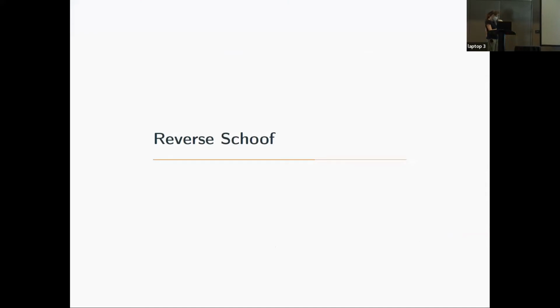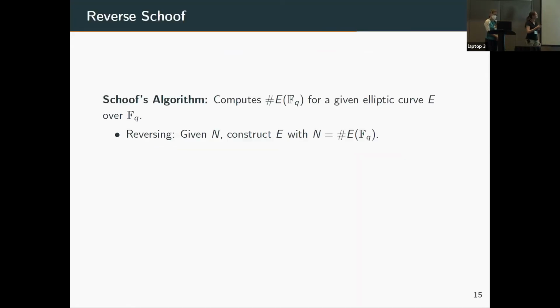Okay, so I'll present the next two approaches. The first one is called reverse Schoof. So let me first remind you what Schoof's algorithm is. That's an algorithm for computing the number of points of a given elliptic curve over some finite field. And what does it mean that we want to reverse this algorithm? We want to go the other way now.